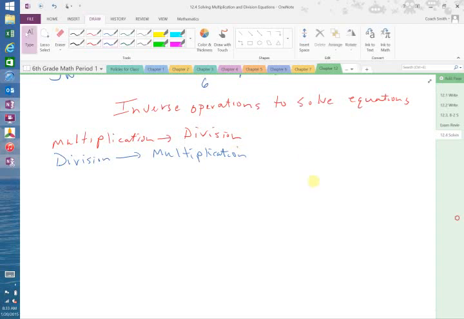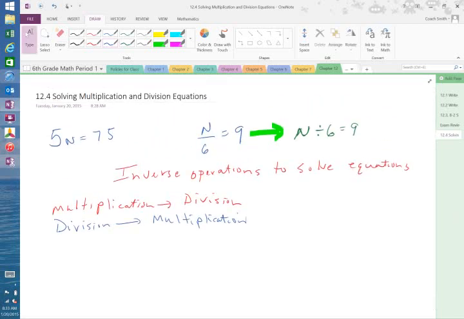Okay, so in each one of these problems that I listed, 5n equals 75 and n over 6 equal 9, the objective is to get that n by itself. Okay, on one side or the other of the equation. Okay, understand that you could have 75 equal 5n and it's the same thing. Or we could have over here 9 equal n over 6, and that would be the same thing. Okay, so just because they change sides with the numbers or the variables doesn't change anything. We still solve them the same way.